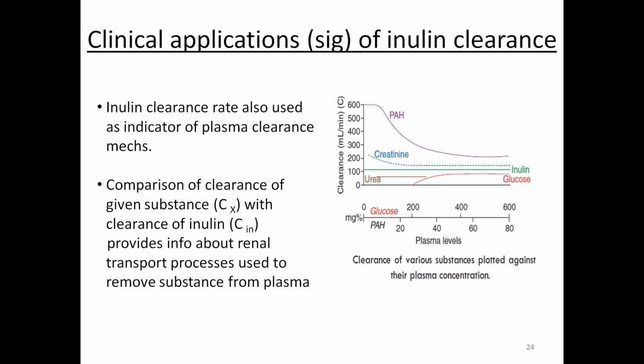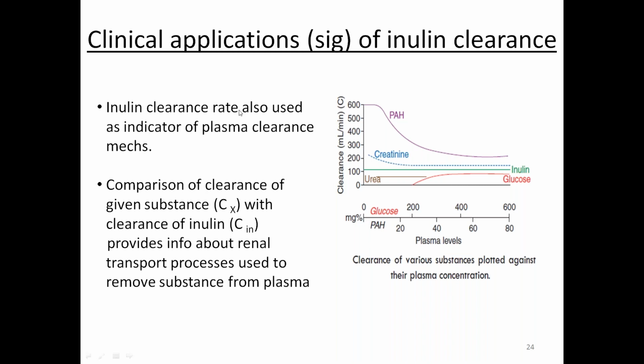Now, what is the clinical application or the significance of inulin clearance? Inulin clearance rate is also used as the indicator of plasma clearance mechanisms, and comparison of clearance of a given substance with clearance of inulin will give you very important information about renal transport processes used to remove substances from plasma.